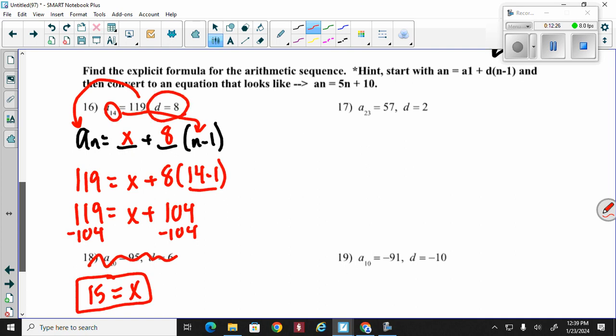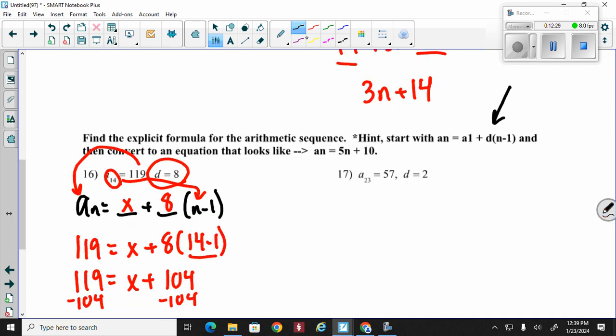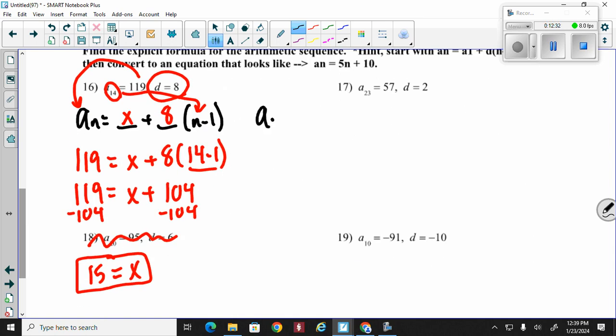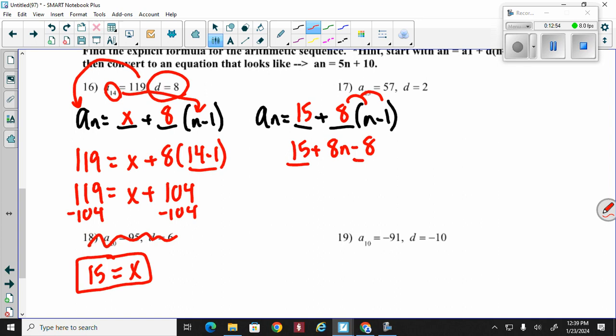I still have my common difference, so I still have to use the formula again to get my actual answer. So a of n is equal to something plus something n minus 1. Well, I know that my first term is now 15. I know that my common difference is 8. Distribute, distribute. So 15 plus 8n minus 8. Combine the first, combine the last. And my final answer is 8n plus 7. There we go. 8n plus 7.